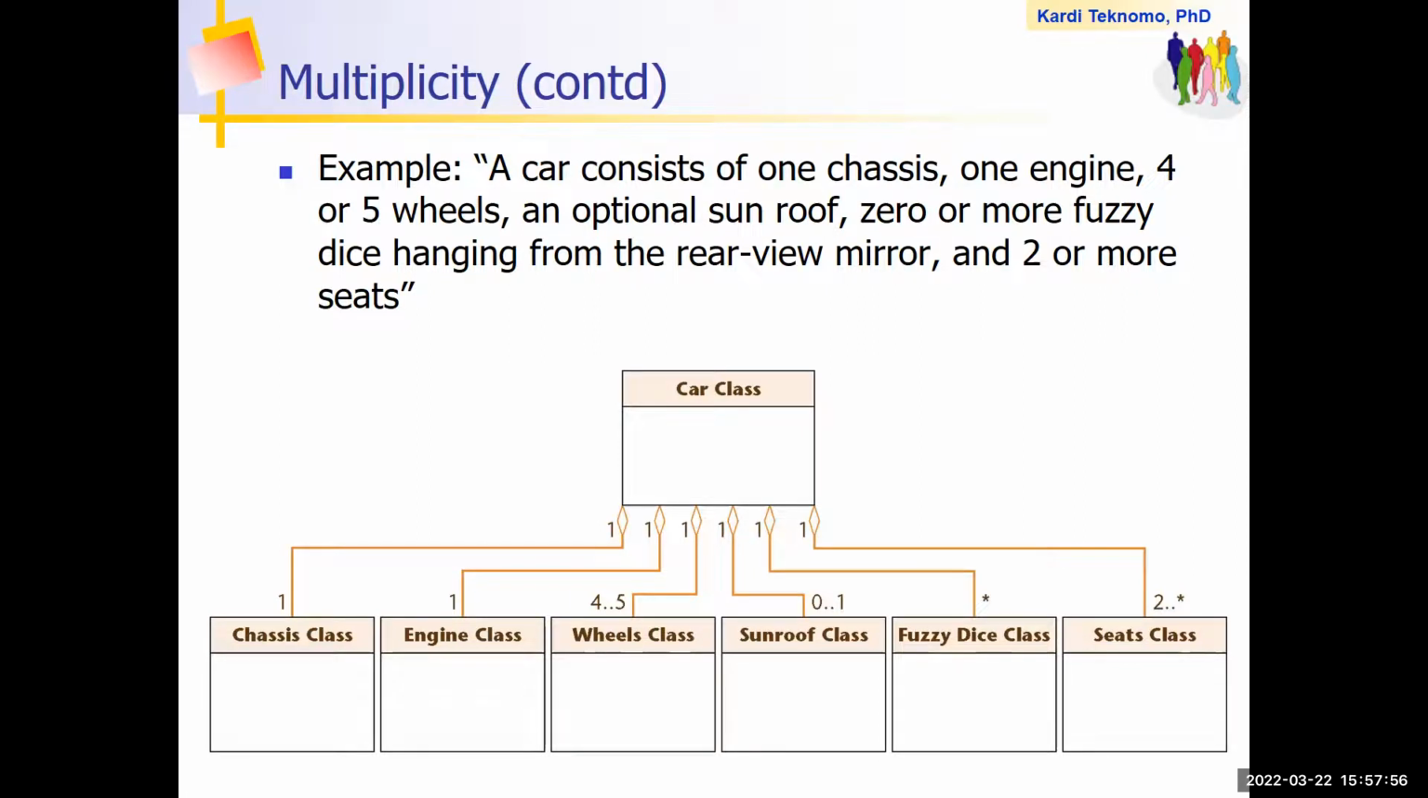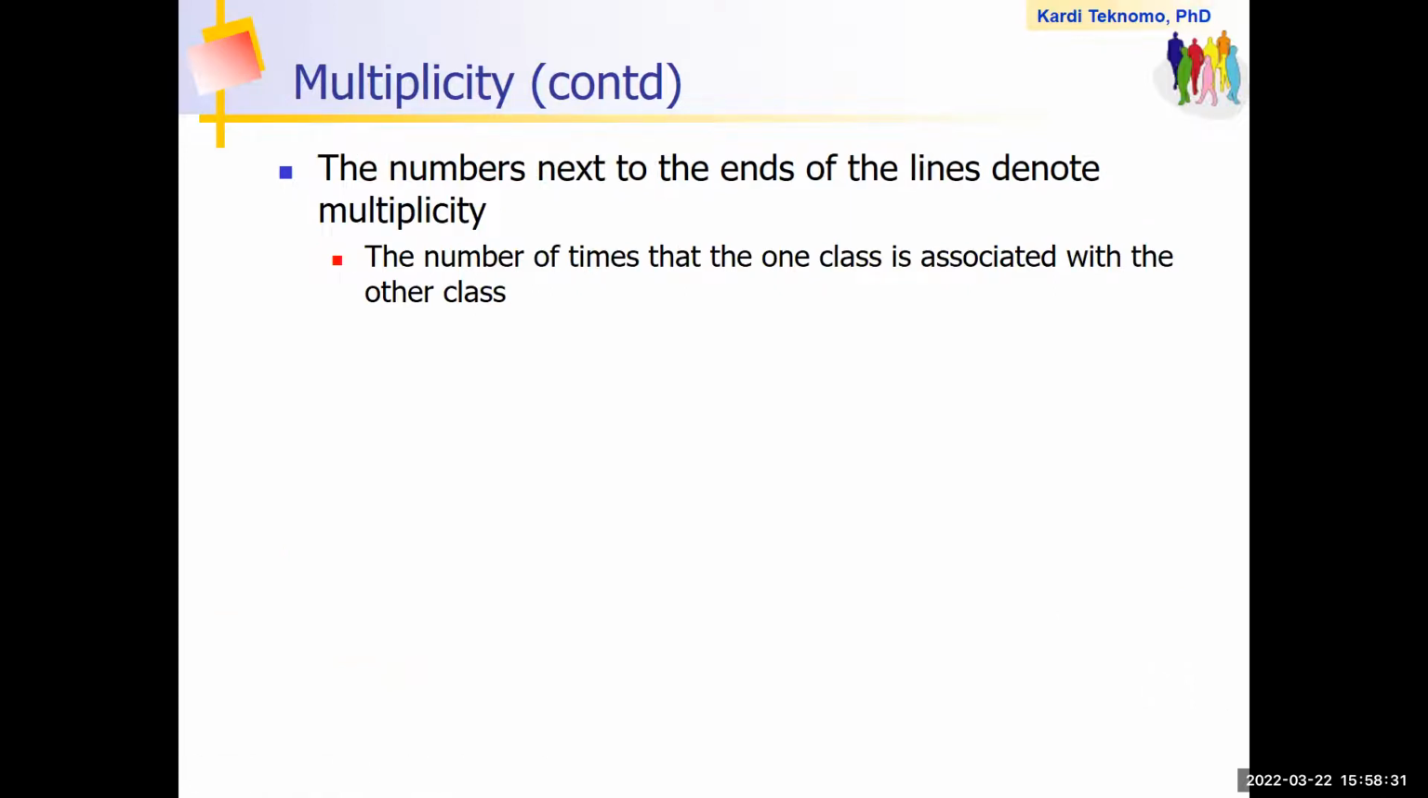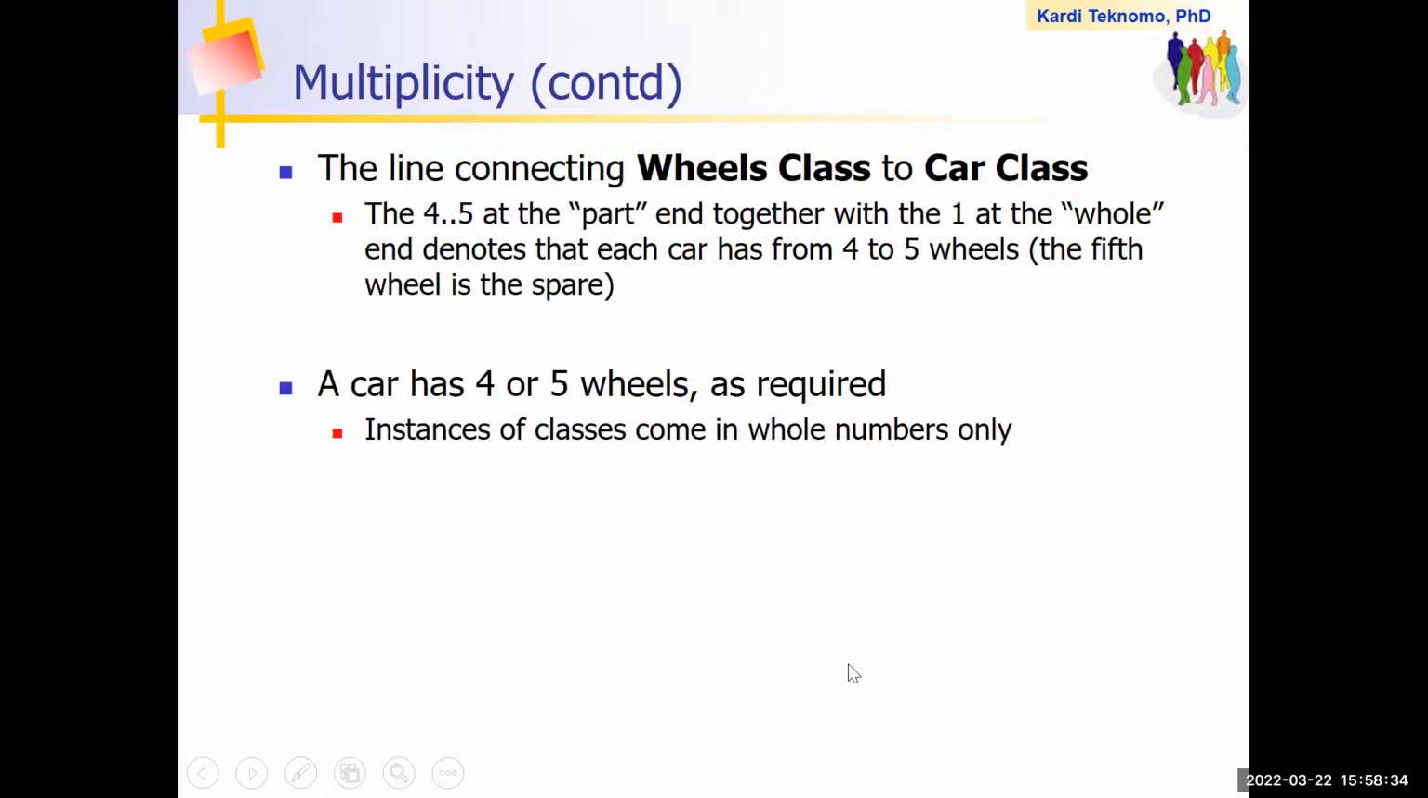A car consists of one chassis, one engine, how many wheels? Yeah, 4 or 5, right? How many sunroof? 0 or 1. How many fuzzy dice? Many, right? Star means many. How many seat? 2 or more. Okay, clear? Multiplicity. So you can do it by yourself.